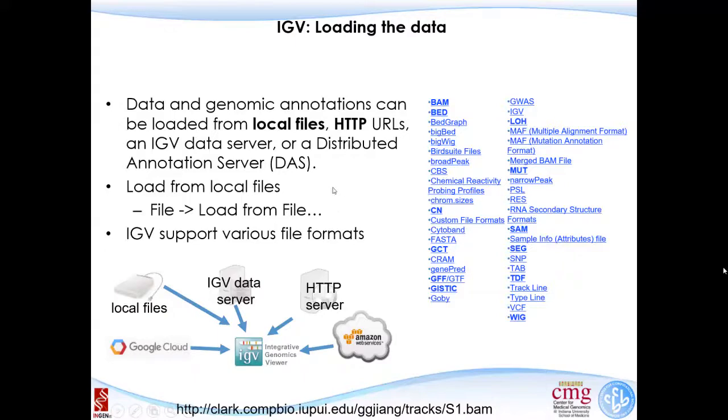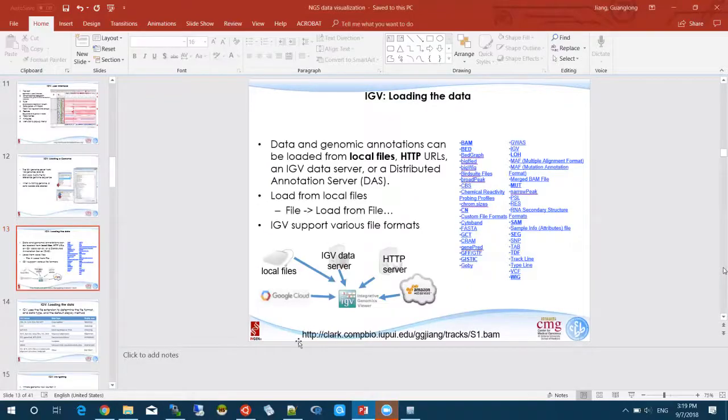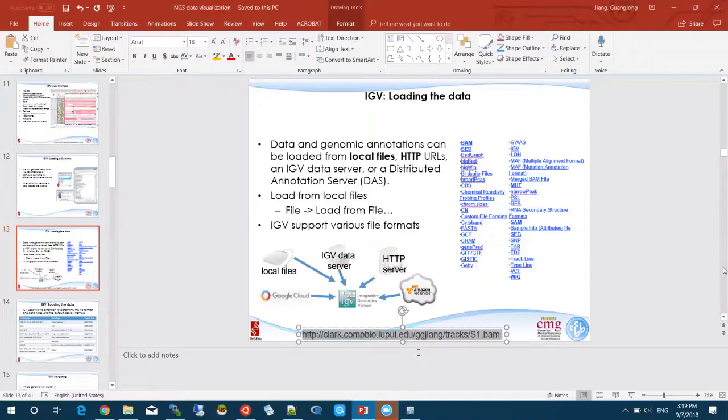So IGV supports a lot of formats, like BAM files, BED files, mutation files, SAM files, WIG files, VCF files for variants, and many other file formats. I have an example to load. I already saved the RNA-seq BAM file locally, and you can see this is the CCDB server, an HTTP server.